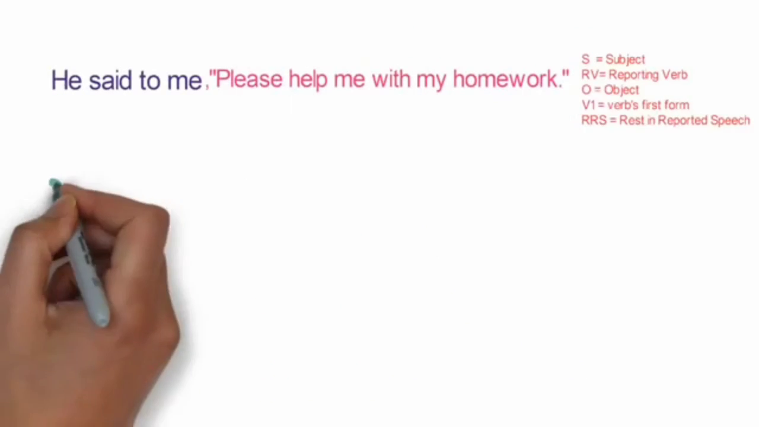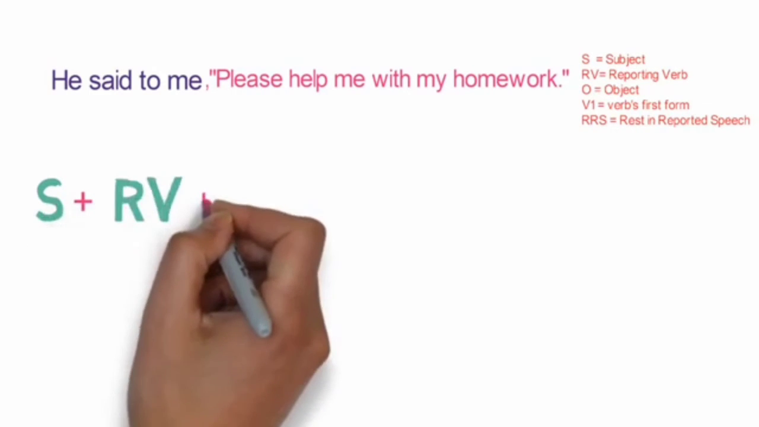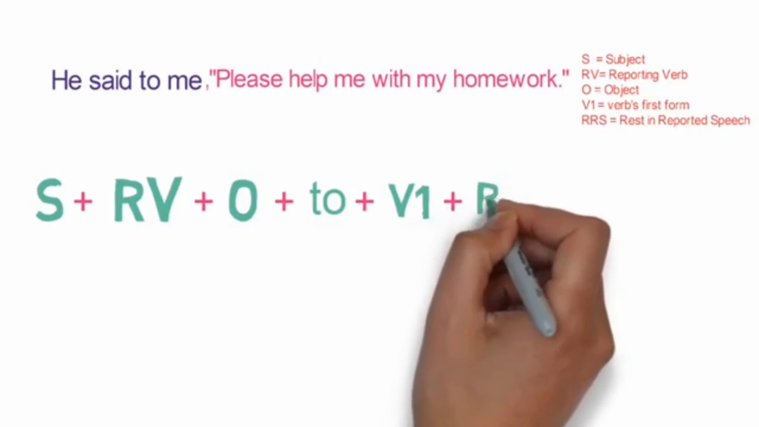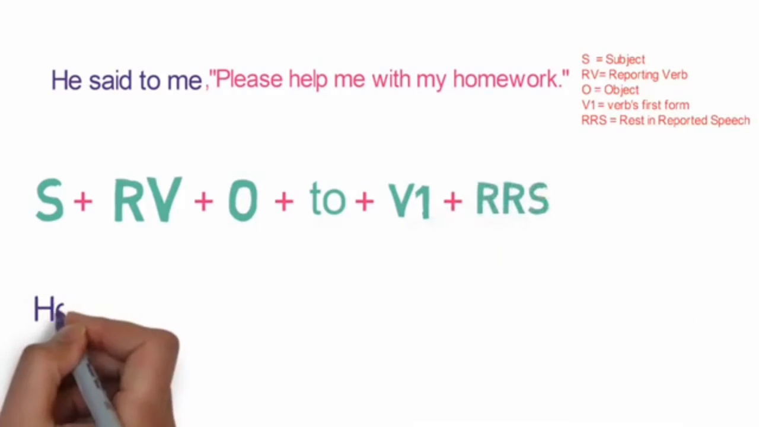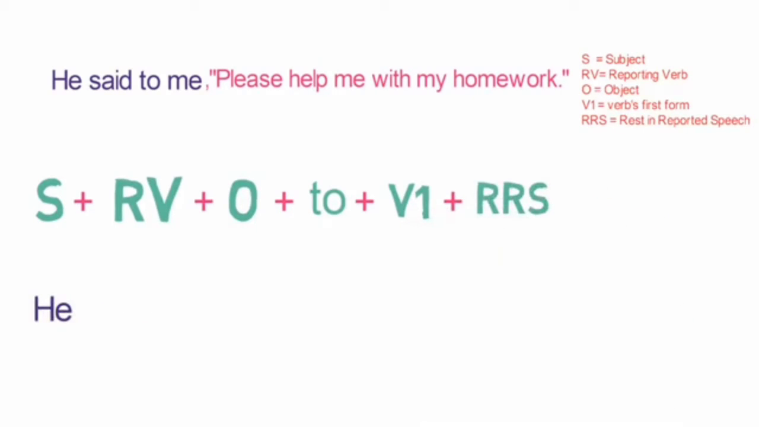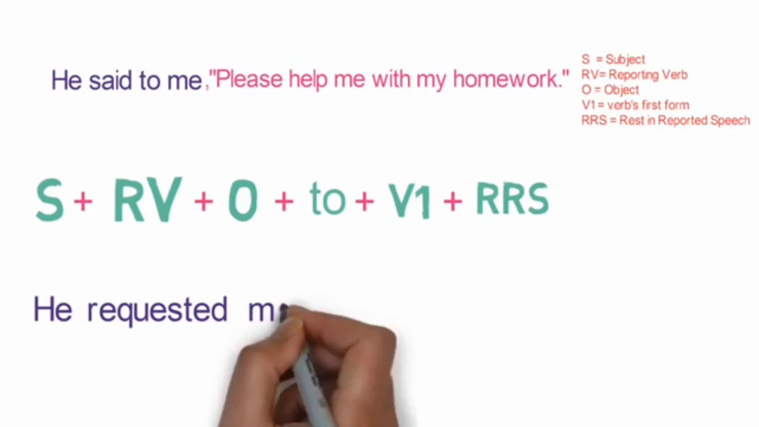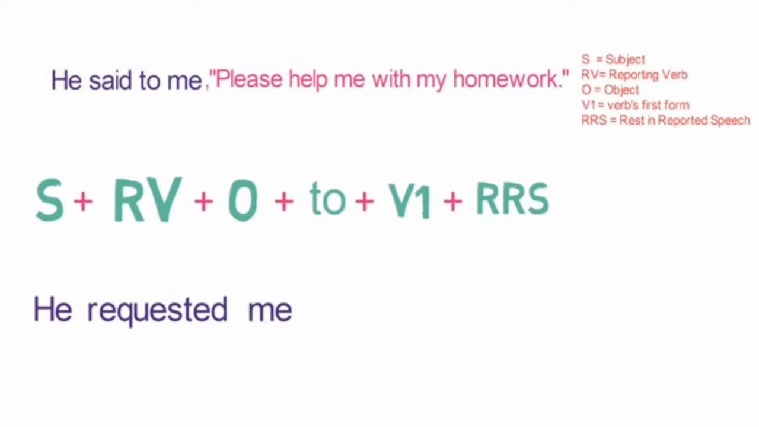Our structure is subject plus reporting verb plus object plus to plus verb's first form plus remaining part in the reported speech. The subject is he. As per the sense or the meaning, he is requesting me. So reporting verb will be requested. The object is me. Then we will remove the word please as we learned in our rules.